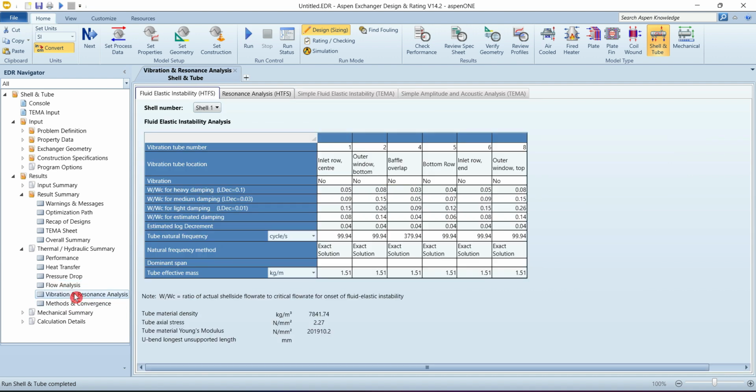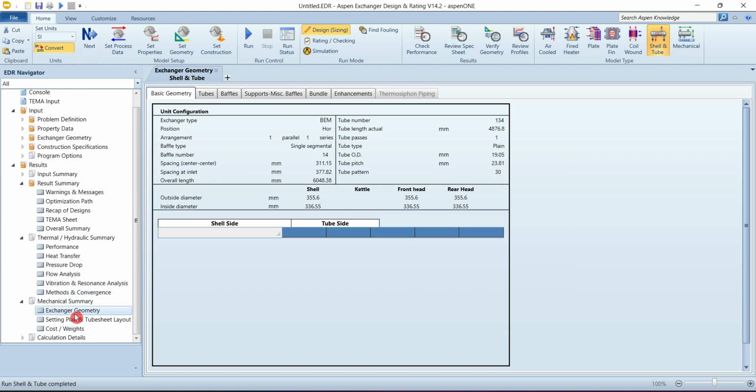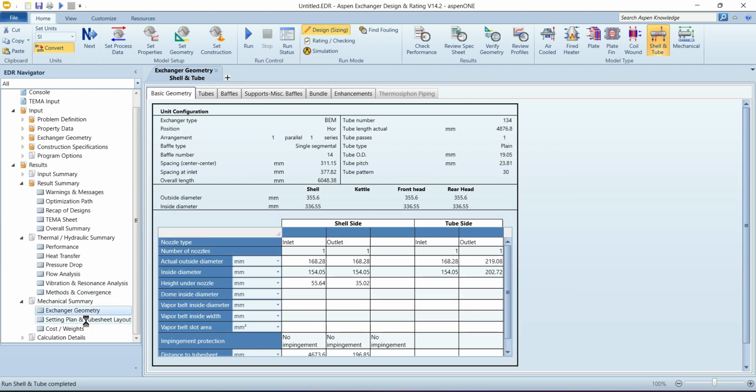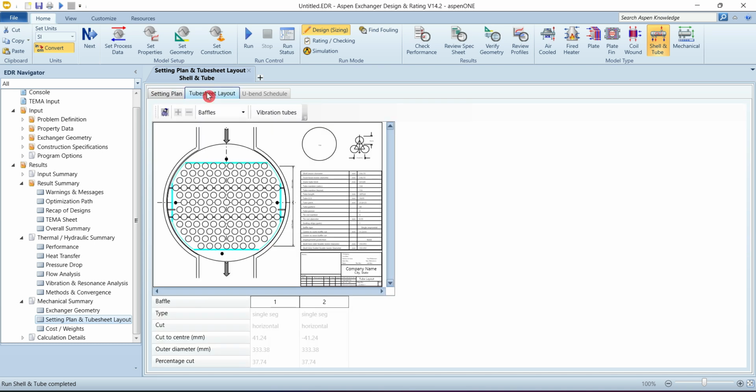Just let's have a quick look. Some mechanical summaries are given. The most important one is the setting plan. Setting plan under mechanical summary. So this is how the exchanger will visually look like. Front head, rear head, the shells, they are given in separate views. How the tube sheet will look like.